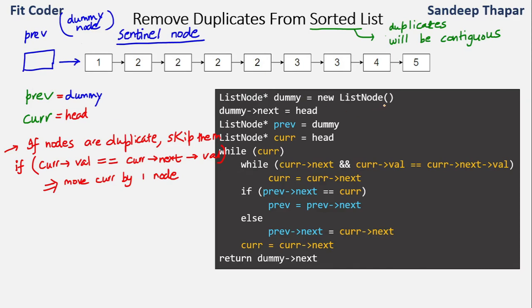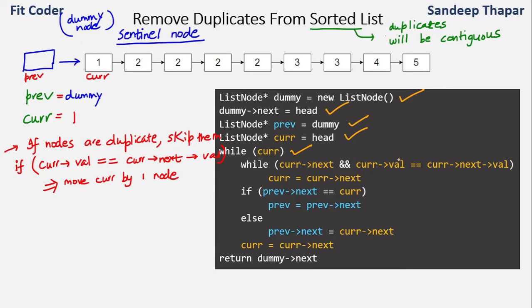So we have created a dummy node and we have made next of dummy as head. And we have initialized previous to dummy and current to head. So current is here and this is previous. Then we run a while loop till the end of the linked list.